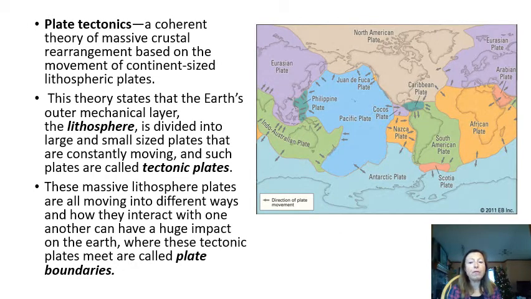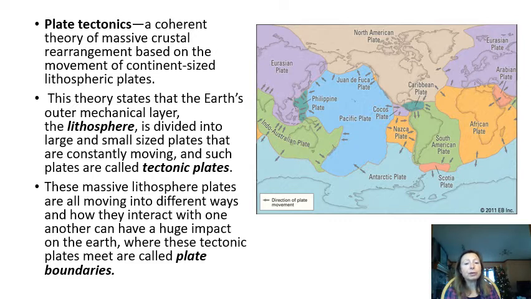Building further on the theory of continental drift is the theory of plate tectonics. This is a comprehensive, coherent theory of massive crustal rearrangements based on the movement of continent-sized lithospheric plates that we see here on this map. The plate tectonics theory suggests that the Earth's outer mechanical layer, the lithosphere, is divided into large and smaller sized plates that are constantly moving in various directions. Some of them are moving away from each other, some are moving past each other, and some are moving towards each other, causing very different types of geological processes. And these plates are called tectonic plates.